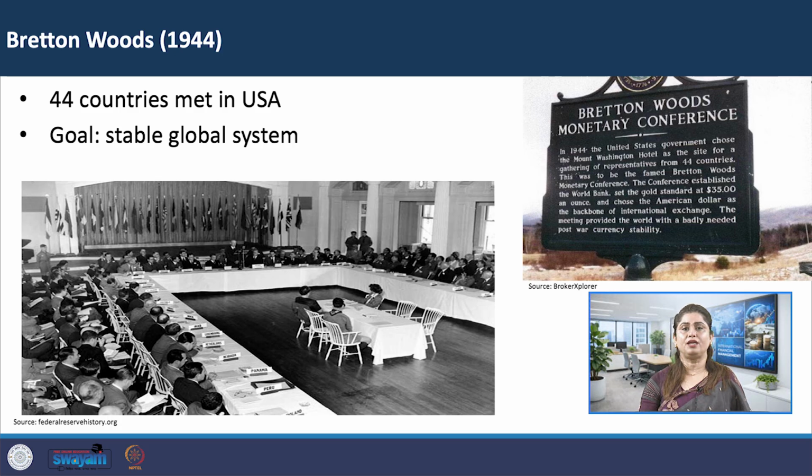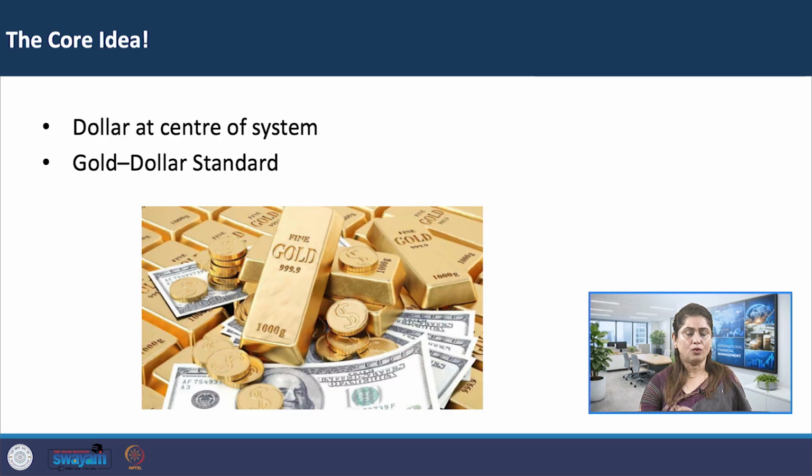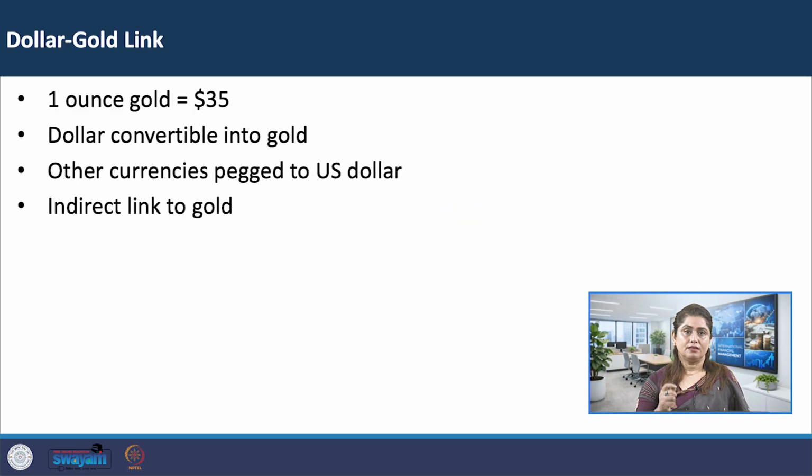Their objective was very clear. They wanted a system that would provide stability like the gold standard, but also flexibility to handle economic problems which the gold standard failed to provide. Now, let us understand what exactly they created. At the center of the Bretton Woods system was the US dollar. The United States agreed to fix the value of its currency in terms of gold. Specifically, the US declared that 1 ounce of gold would be equal to a fixed number of US dollars. This means the dollar was directly convertible into gold at a fixed rate.